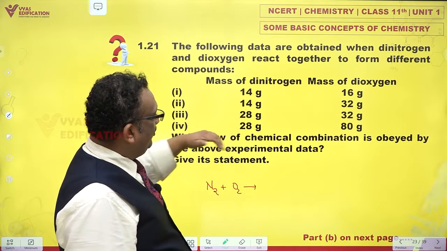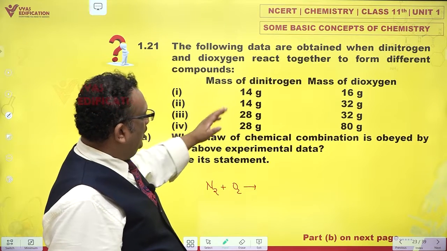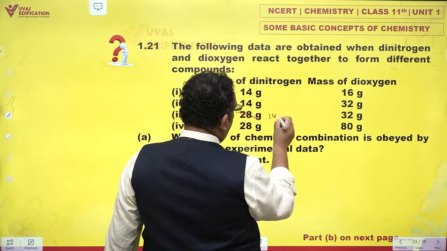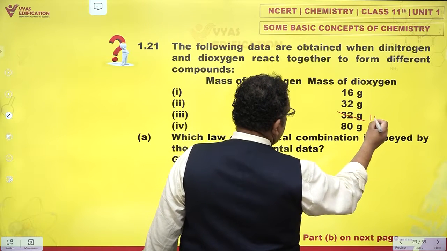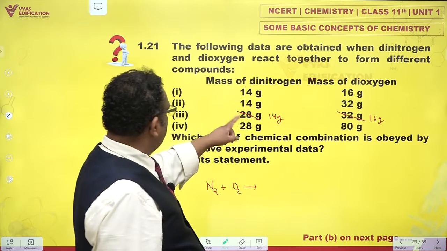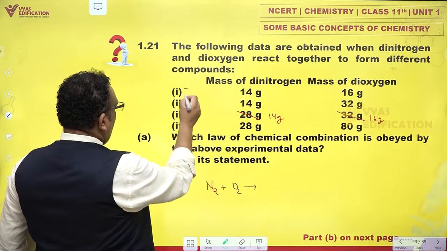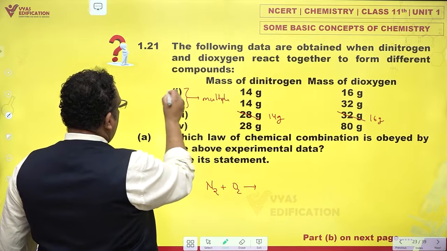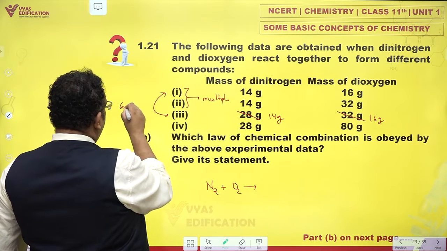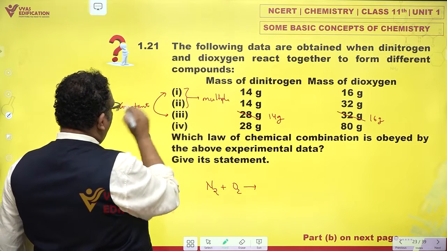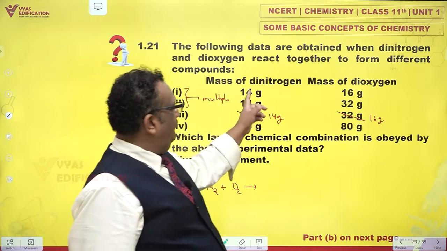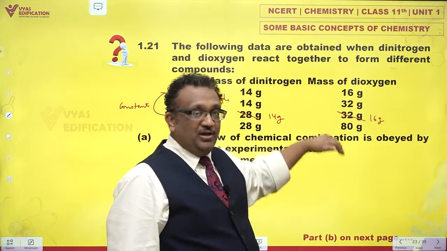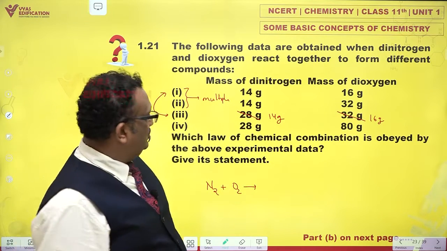Now 28 and 28 grams if I take. Now 28 grams are giving me 32 grams. If I cut this to half, so 14 grams will give me 16 grams. So if you look at 1 and 2, they give you multiple proportions. If I take 1 and 3, they are giving me law of constant proportions. Why? If 14 reacts with 16, the double 28 would react with the double 32. That is law of constant proportions.